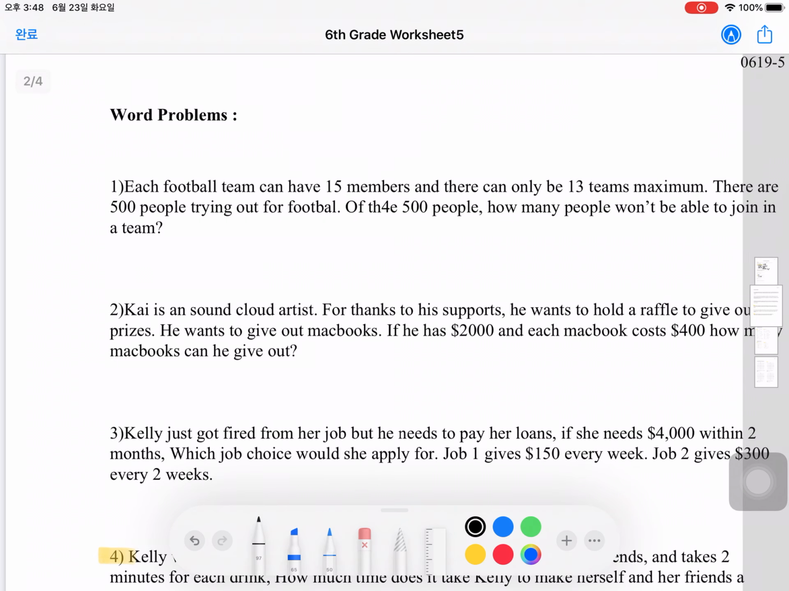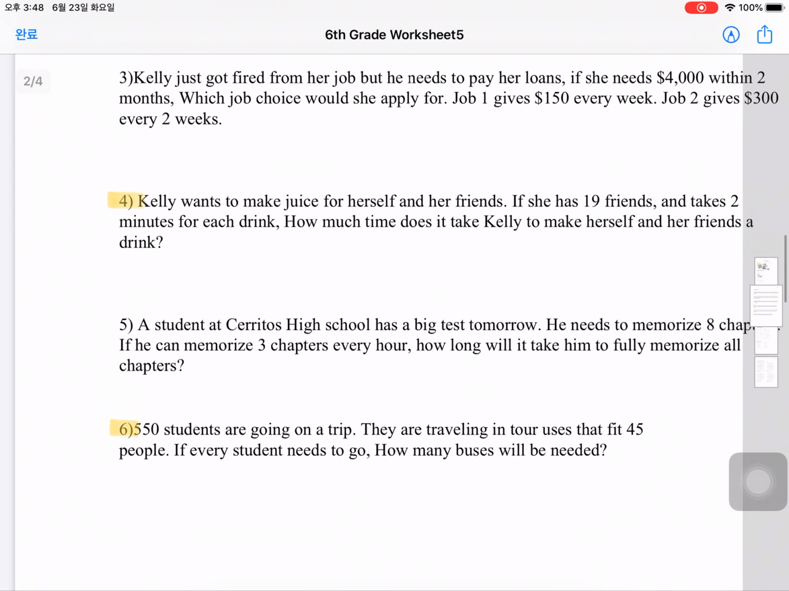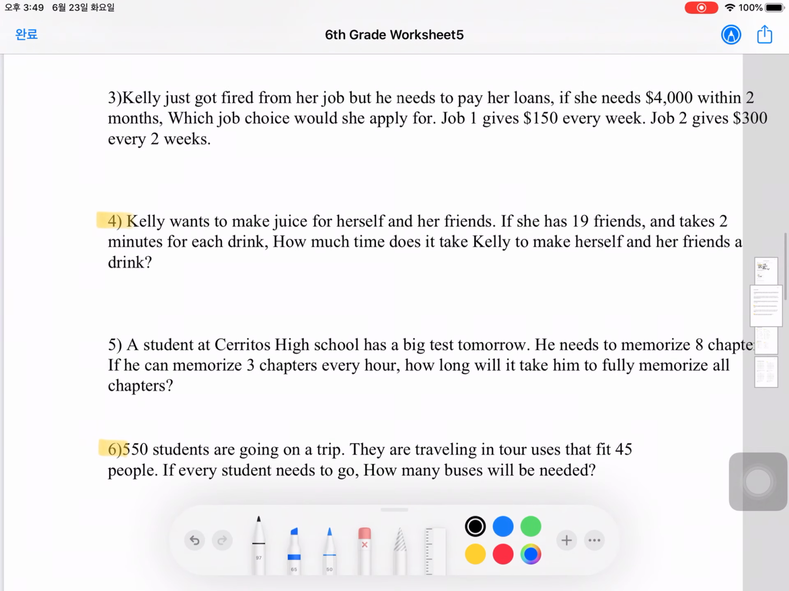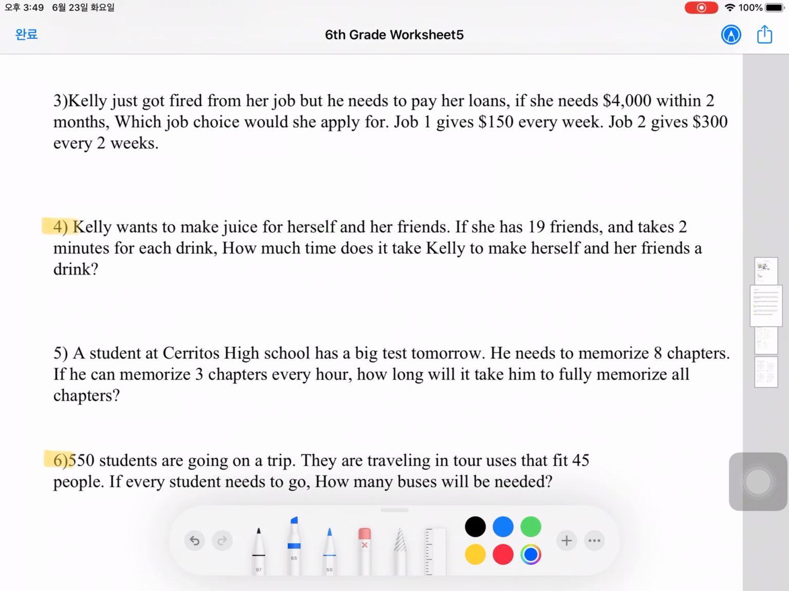So let's go on to the next topic of word problems. I'm going to be doing number 4 and number 6 with you guys, and you guys can try the rest on your own. So Kelly wants to make juice for herself and her friends. If she has 19 friends and takes 2 minutes to make each drink, how much time does it take Kelly to make herself and her friends a drink?